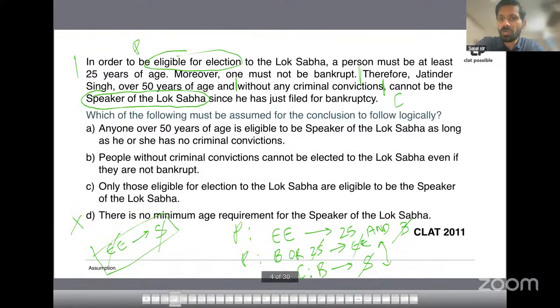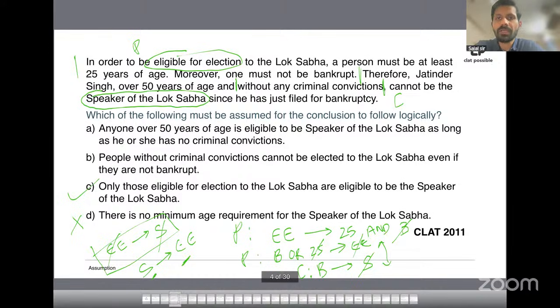Or if I take the contrapositive again, speaker, eligible for election. Okay, the reverse and negate one. So speaker, eligible. So in order to become the speaker, they must be eligible, right? This is the missing link. Now look at C. Only those eligible for election are eligible to be the speaker of the Lok Sabha. This fixes that logical gap, right?